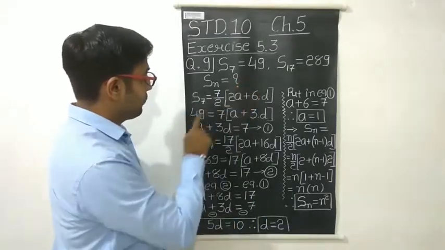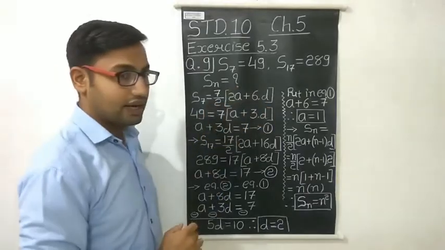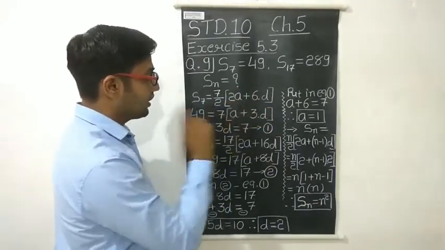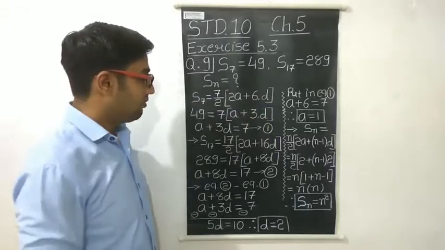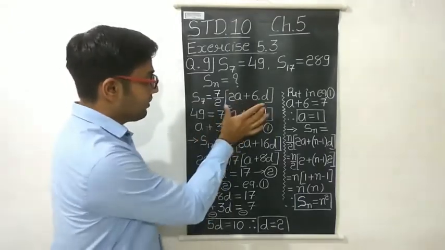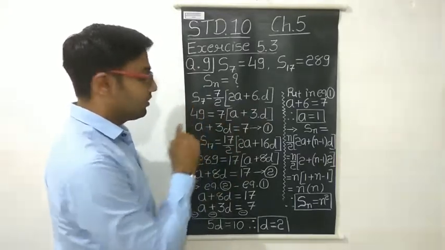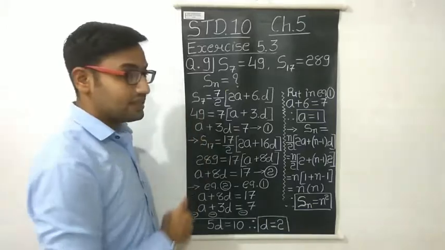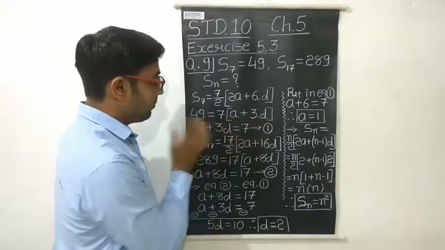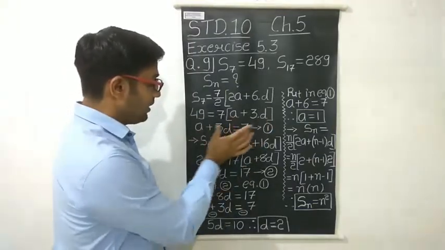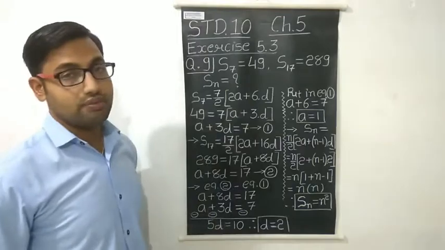Okay, so S7 equals 49. 7 will remain as it is. If we take this 2 inside the bracket, it will divide the 2a, that gives us a. 2 also divides the 6d, that gives us 3 into d. Why? Because there is an addition, so 2 will divide both terms. Now take this 7 to the left hand side, it will divide the 49. So 49 by 7 equals 7. And what will remain here? a plus 3d. So we get a plus 3d equals 7, and it will become our equation number 1.